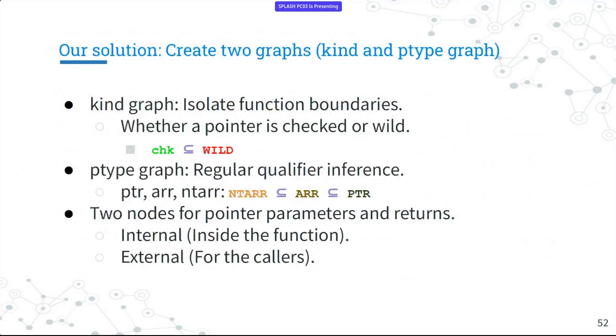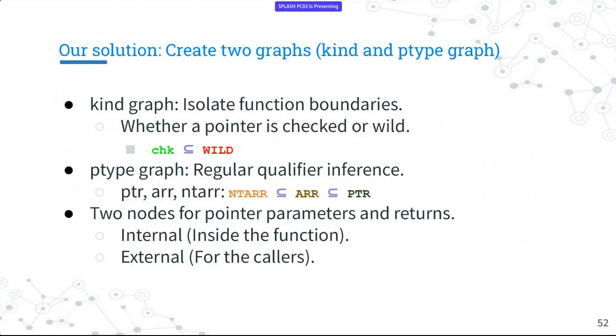So why do we just need to use one constraint graph? Let's create two sets of constraints. The first category of constraint is the kind graph, where the goal is to identify whether a pointer is a checked pointer or a wild pointer. And the second graph is the pointer graph. Here, the goal is to identify precisely what type of checked pointer it will be if we assume that everything is a checked pointer.